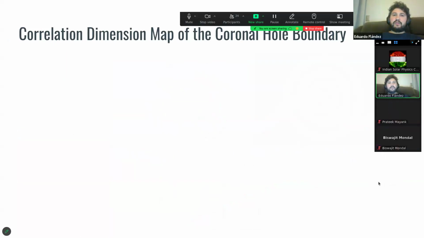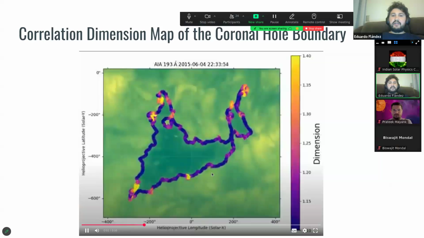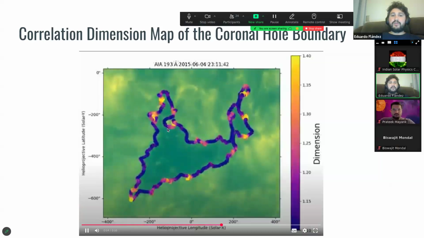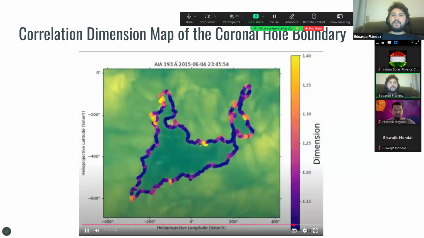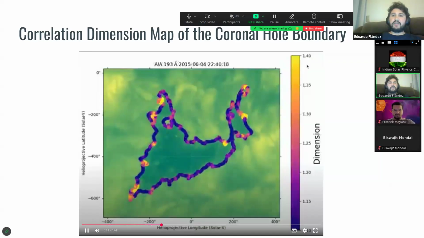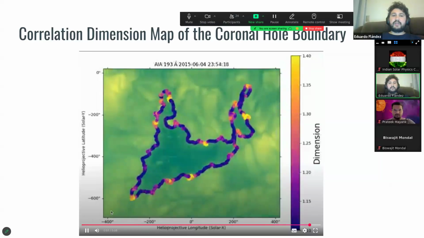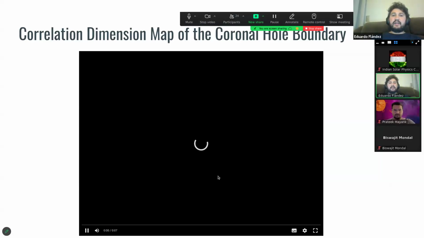With this idea, we plot this coronal hole boundary, and you can identify different colors. Color near yellow indicates higher values of the fractal dimension, and colors near blue are lower values. So if you get yellow values, you have higher complexity in this boundary, and blue ones indicate more regular areas.